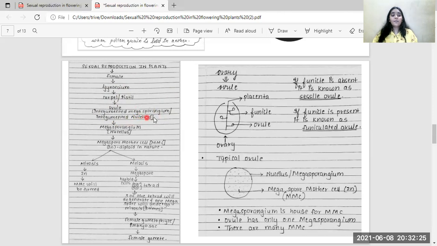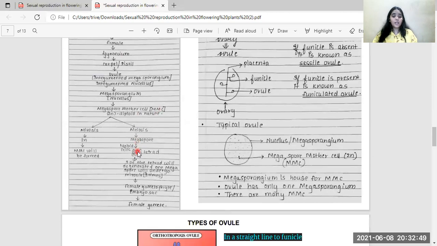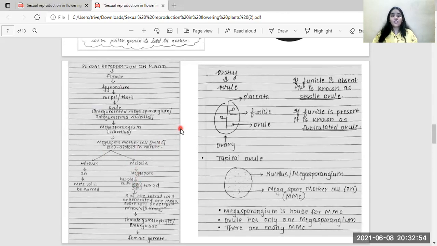First, we saw that anther has microsporangium, whereas ovule has megasporangium. The megasporangium, also known as the nucellus, produces megaspore mother cells, MMC. They are diploid in nature, and they are produced through megasporogenesis. We'll take a look further at how the megasporangium occurs. For now, we will see the structure of ovary and ovule.